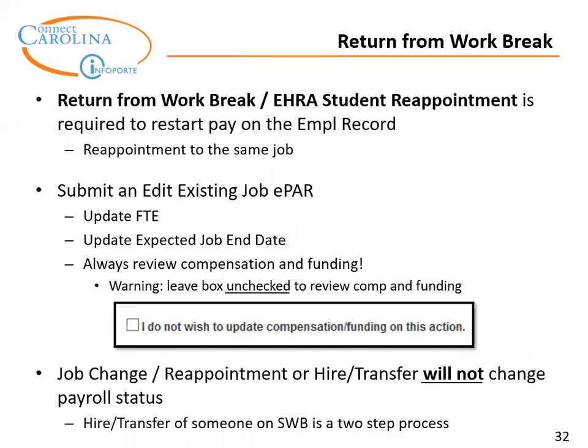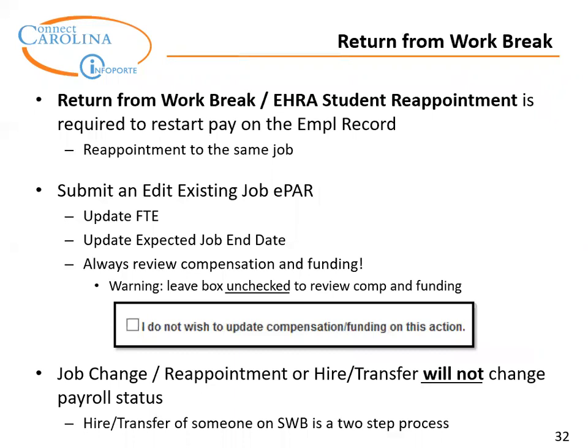So example, this person was doing a TA in biology. Now they're moving over to physics. It's the same kind of job and I do a hire transfer. But if they were on short work break, they're not going to be back in active payroll status, right? You have to do an edit existing job and do that return from short work break action and reason code that we just mentioned. So if you're moving someone from a department into a new department and they're on short work break, that's going to be a two-step process in order to bring them back.